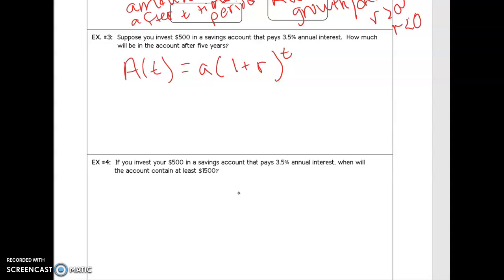Okay, so let's plug in what we know. Your investment, so this is $500 starting out. That's going to be the little a that we have. This right here is our r, so we want to turn that into a decimal. So it's going to be 1 plus 0.035, and then t in time, so we're looking at in 5 years.